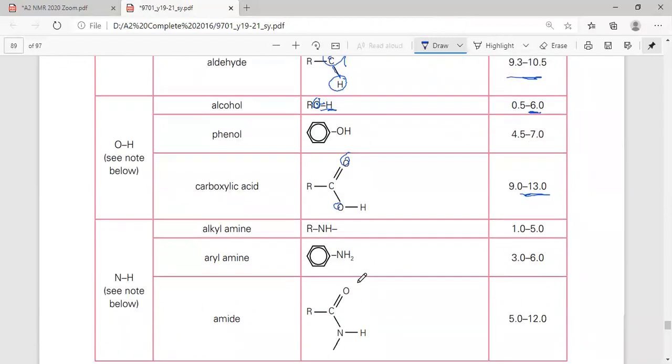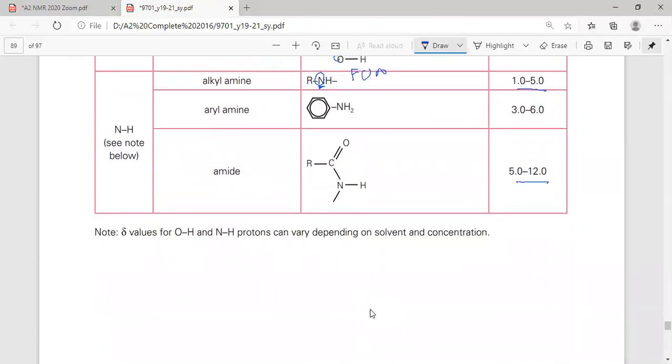For amines, also the same. Amines and amides have nitrogen. Nitrogen is a high electronegativity atom, so it pulls, so 1 to 5. And for amides, it's 5 to 12 because not only nitrogen, but also oxygen is pulling here. So the electron density around the hydrogen is very much lessened. So the magnetic field created by electrons around the hydrogen here is less. So you feel the outside field more. So it's like split more. Now this is a basic thing about NMR.